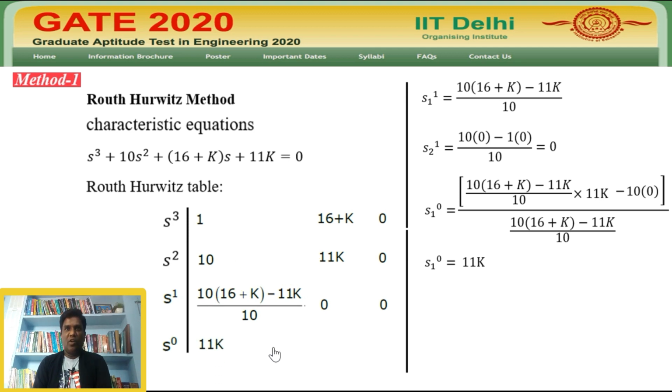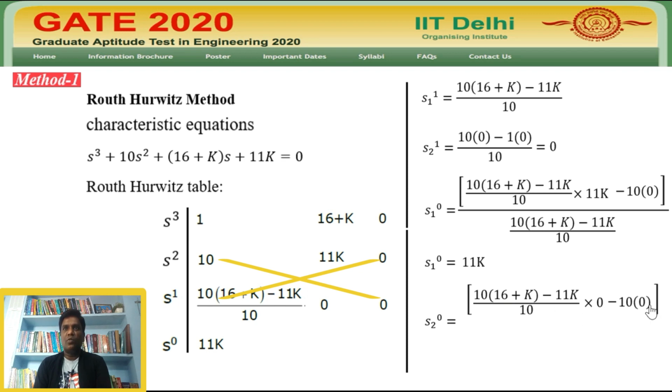Next, the final row and second position, or the S power 0 row and second position, of the S2 power 0 can be filled by matrix multiplication of the previous two rows' values in this manner, divided by the third row's first position, which is 10 into 16 plus k minus 11k divided by 10. Then S2 power 0 equals 10 into 16 plus k minus 11k divided by 10 into 0 minus 10 into 0, and the whole divided by 10 into 16 plus k minus 11k divided by 10.